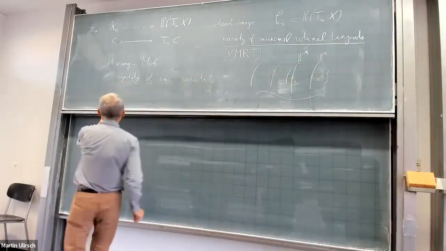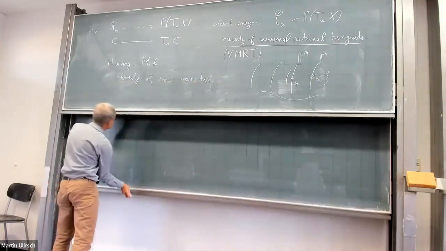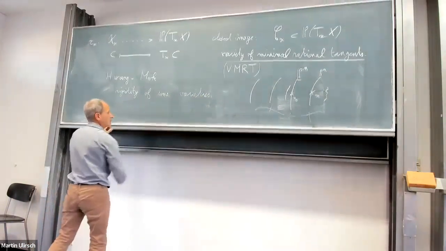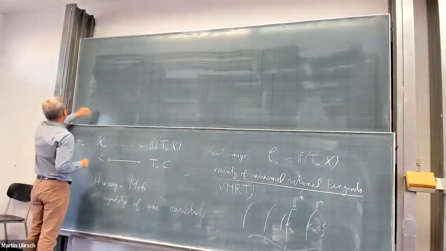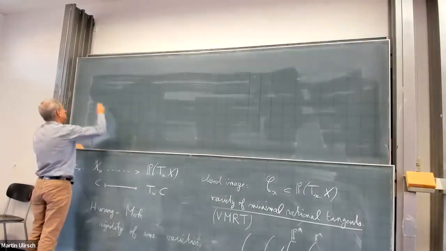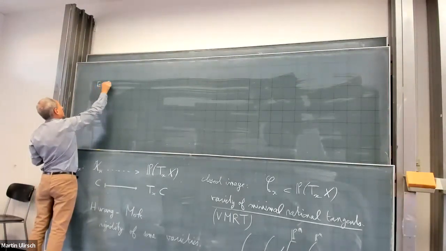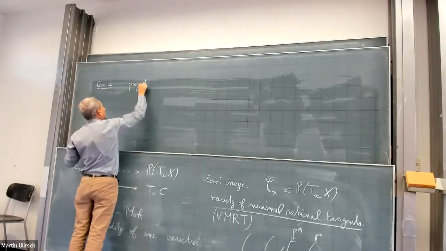So again, the main example will be a positive homogeneous variety.